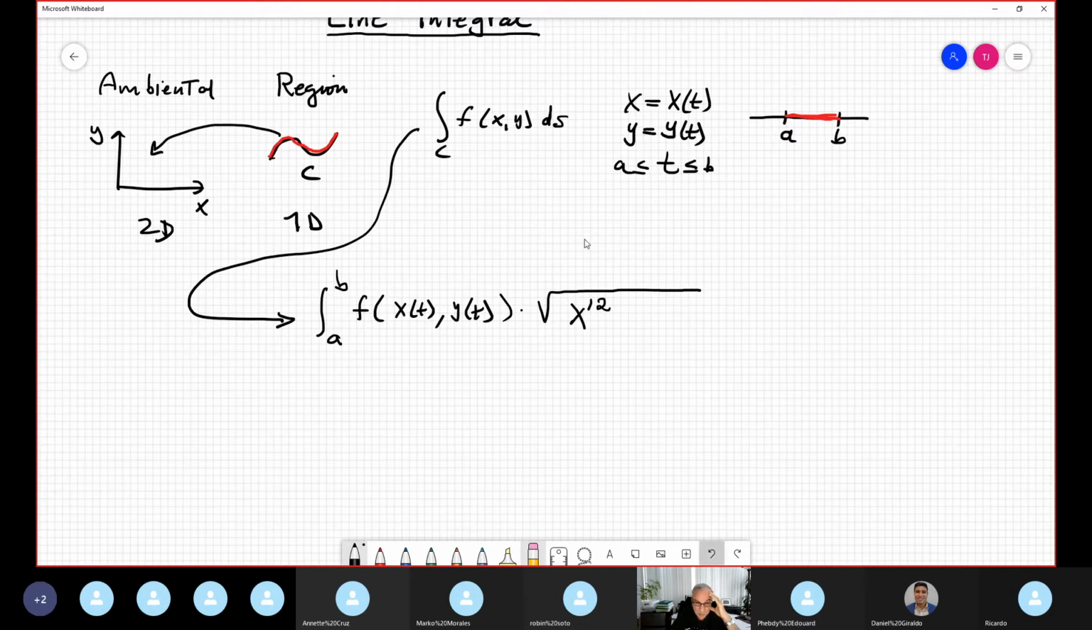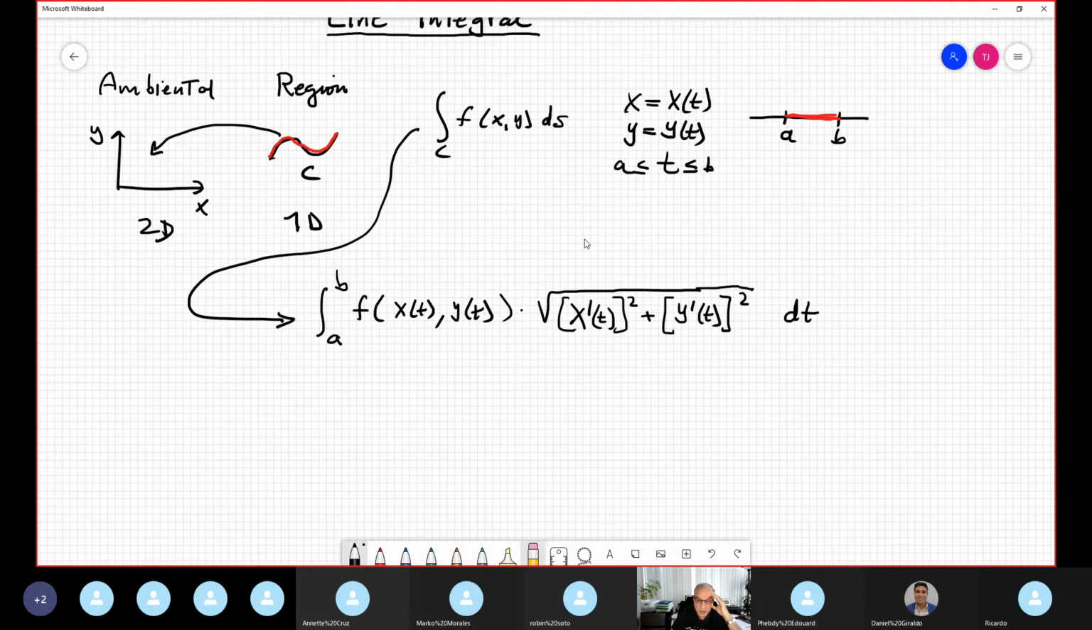Let me try to write in an elegant way. It's x prime of t, squared, plus derivative y of t, squared, dt. This is the formula that we use at your moment, no?